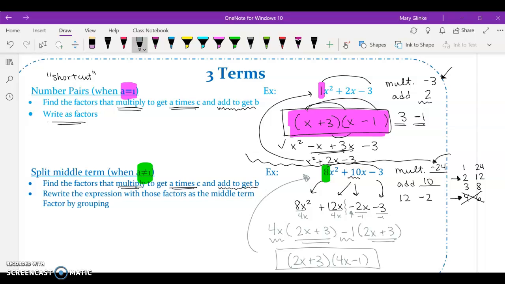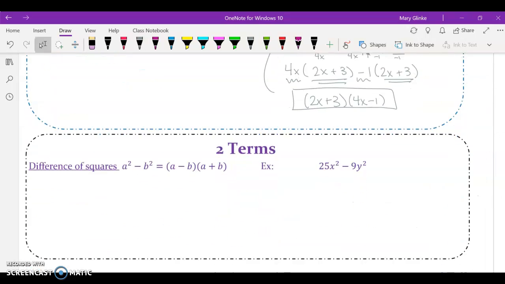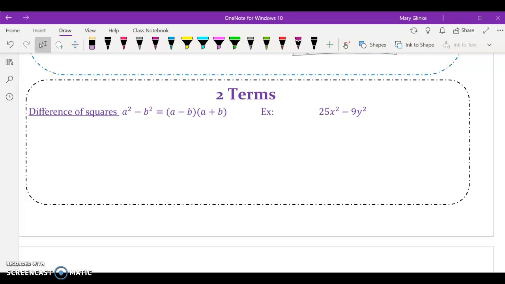So we have talked about 4 terms, you split in half, you do your grouping. With 3 terms, you can use the shortcut of the number pairs or split middle term. But you don't always have 4 or 3 terms. Sometimes you have 2 terms. So if there's 2 terms, you want to look and see if it's the difference of 2 squares. So for this one, you're looking to see if it's a perfect square for your first one and a perfect square for your second one, separated by a minus sign.